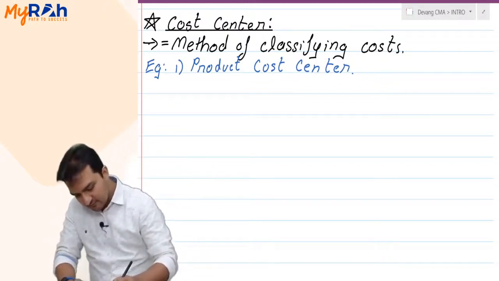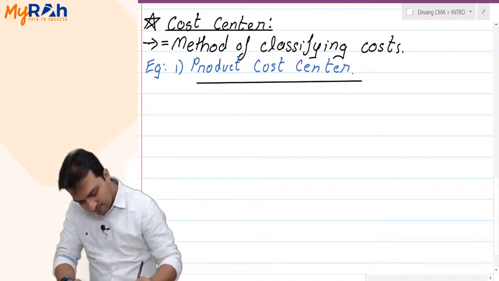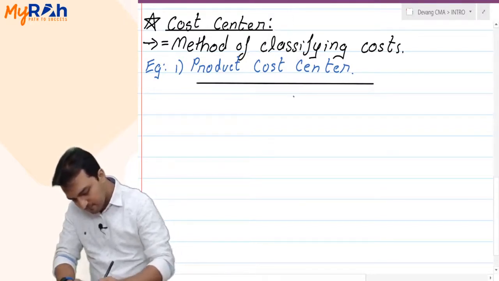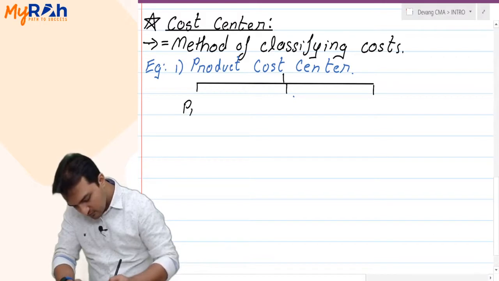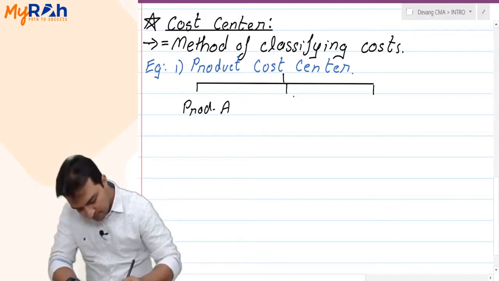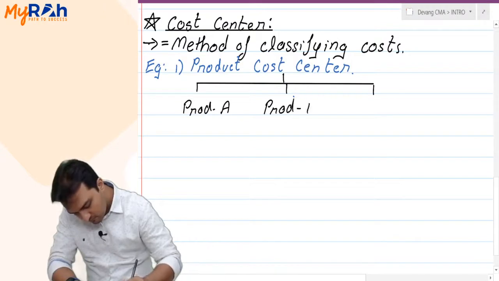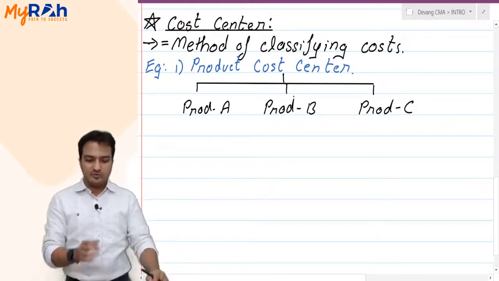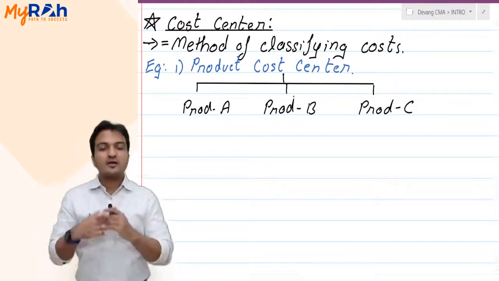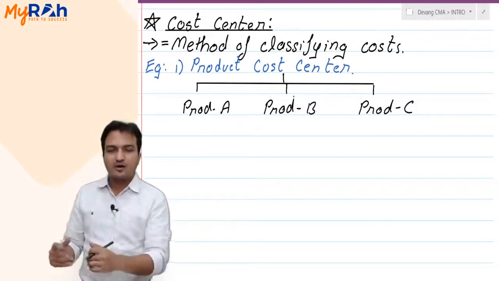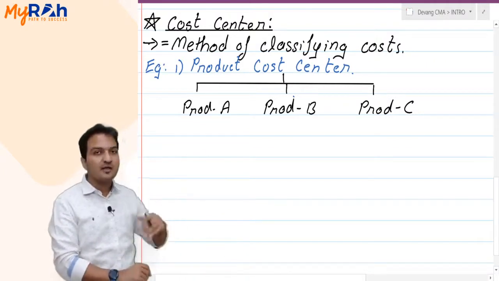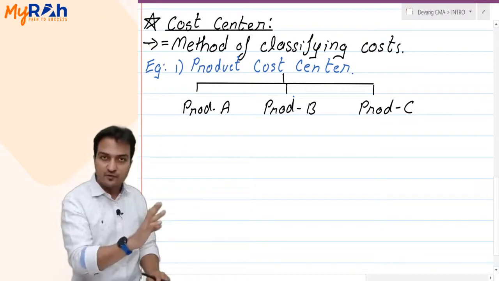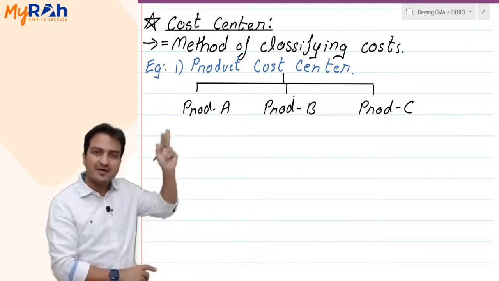as in say for example, I will classify my costs between product A, product B, product C. Whatever costs I have incurred during the year, whatever costs I have estimated for the year, I will classify them between product A, product B, product C. Which cost is incurred for product A, which is for B, which is for C, and I will put them in respective columns, make totals in each column.